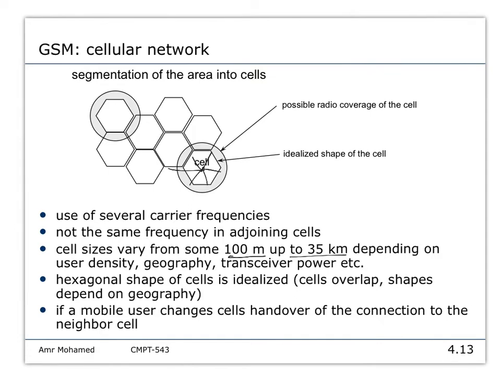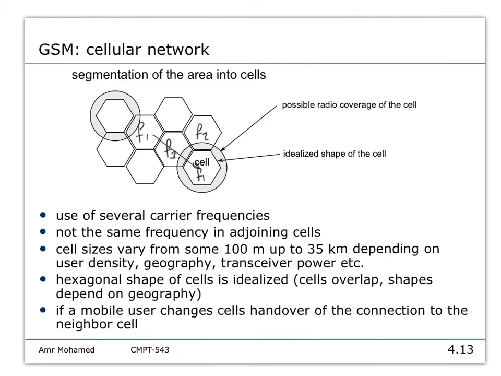If a mobile user changes the cell, we have handover, and we have different levels of handover that we will talk about. So here, as we said before, you can use F1 and F2 and F3, and here you can use F1 again, because the distance between this and this is too far. So there will be no interference effect anyway.